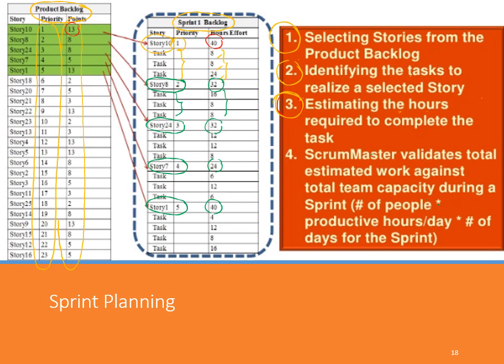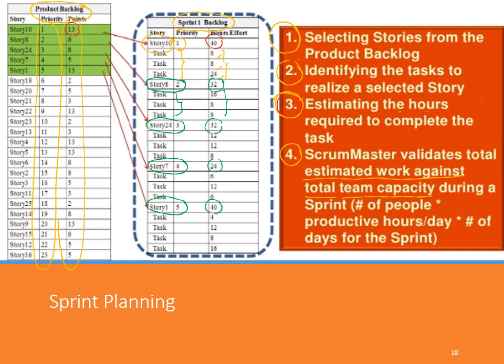are consistent with the team capacity, right? We should not end up selecting too many stories that the whole team cannot finish within one sprint, and we should not end up selecting too few stories that make the team have too much time, something like that. So this is the task that the Scrum Master will need to validate as well, to make sure that the total estimated work and the total team capacity are consistent.